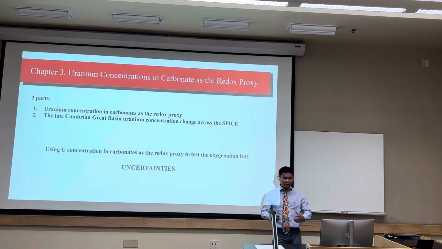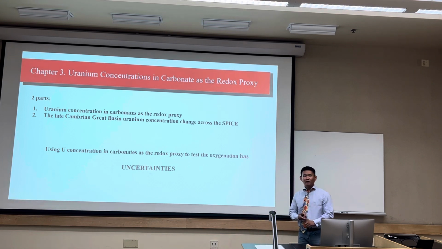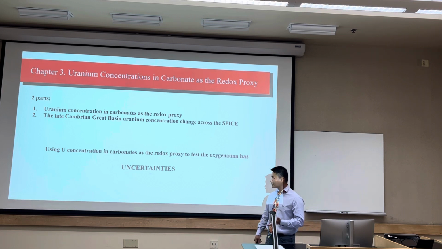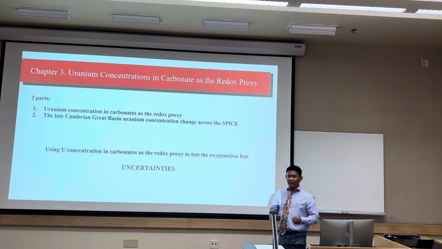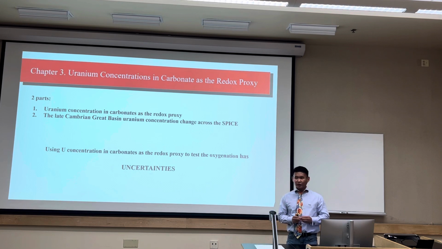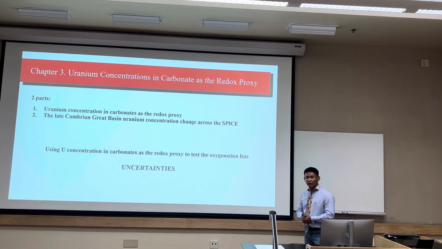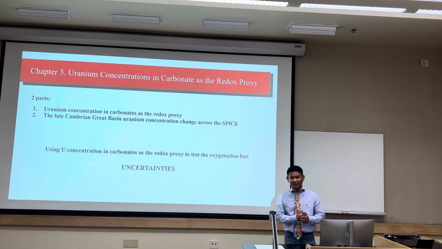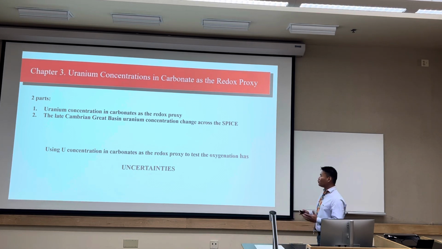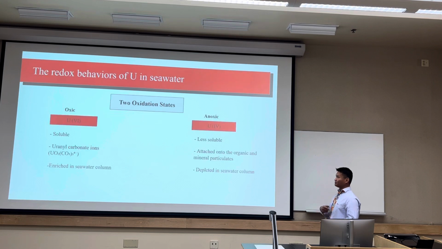So now let's move to my chapter 3. My chapter 3 has two parts. The first part will be evaluating the potential of using uranium concentration in carbonate as a redox proxy. The second part will be looking at the uranium concentration change across the SPICE event. However, using uranium concentration in carbonate as a redox proxy has some uncertainty. Let's see what the uncertainties are and see if we can solve them.